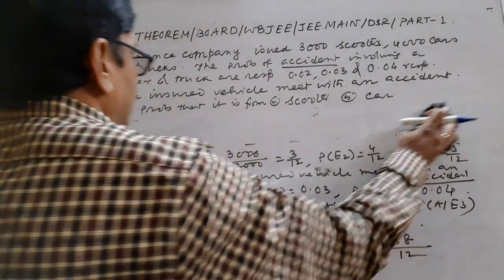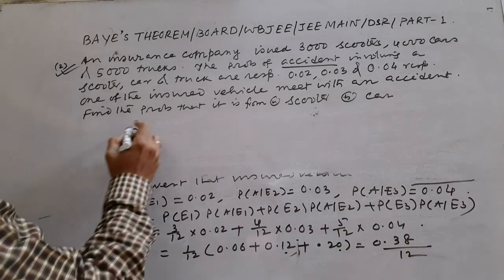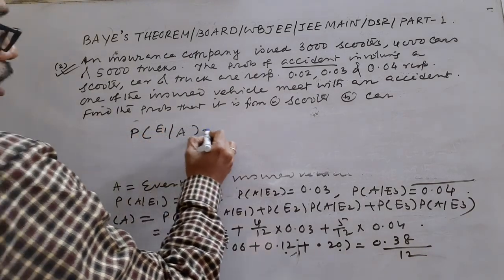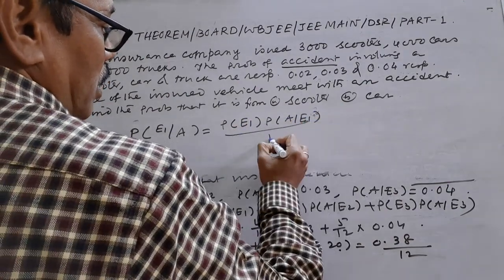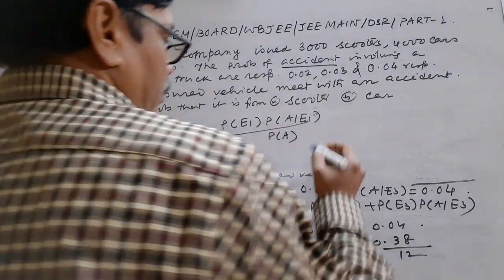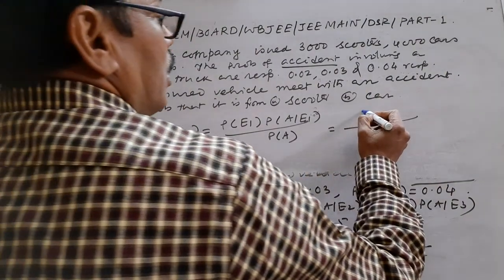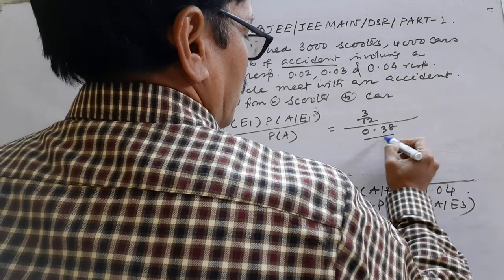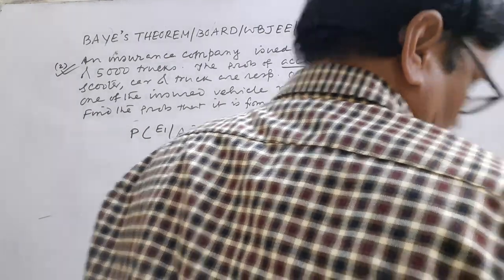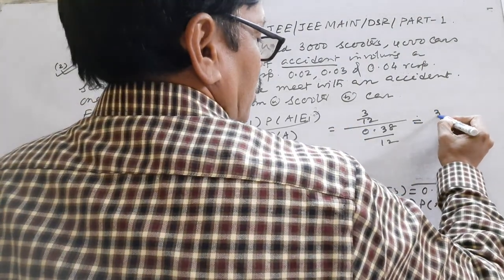Find the probability that the accident is from scooter. So scooter, this is E1. So P(E1|A) is P(E1) into P(A|E1) by P(A). So what is P(E1)? This is 3 by 12. And what is P(A)? 0.38 by 12. So calculate. The 12 cancels out.